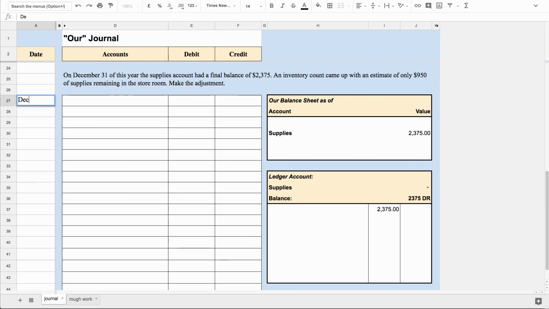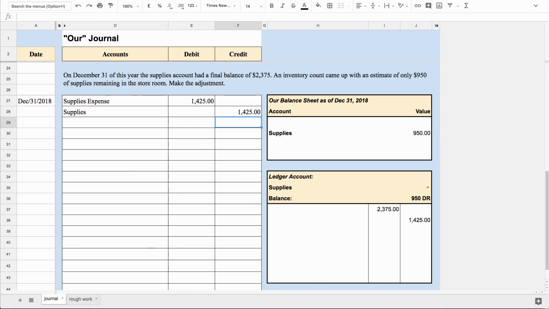So how do we do this? Well, December 31st is our adjustment date. And this is quite simply, if we had 2375 and we subtract 950, that means 1425 is the difference. So 1425 must be what was used up. So we would debit supplies expense to show the usage, right? 1425. And as you can see in the supplies account, this value is what we had at the beginning of the year plus any purchases, right? And then we credit that usage out of the short-term asset, the current asset, the supplies account.